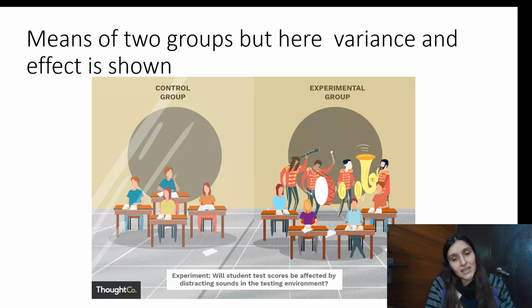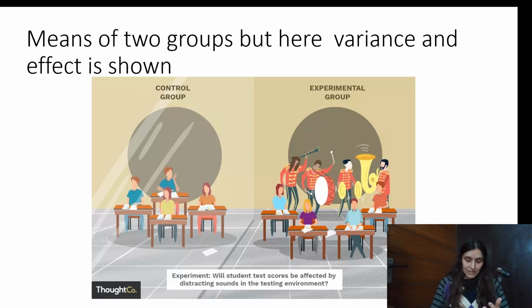Vis-a-vis that, they had an experimental group where the students did give their paper but with a lot of noise distraction, and the scores of these two groups, 500 control students and 500 experimental students, their average marks were compared. A hypothesis was set that the distracting sounds will impact the score of students.